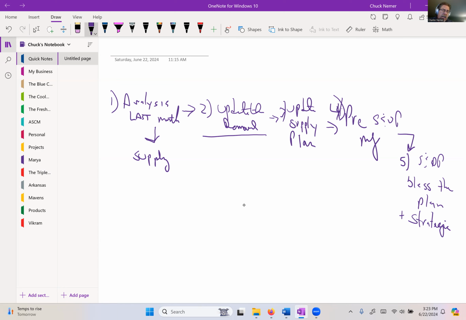The expectation is in step 4, managers, directors, etc., are going to hammer out wherever there are imbalances in supply and demand, and solve those. If it truly can't be solved long term, because it's a big strategic issue, we're going to bring that to step 5 also. So step 5 is where we bless the plan, make sure everybody's in agreement with it, as well as tackling any S&OP issues.